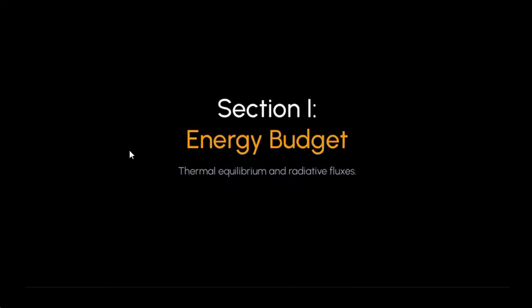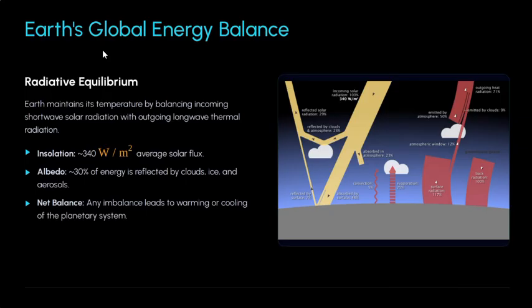Okay, so we're gonna talk about section 1, the energy budget, or thermal equilibrium and radiative fluxes. The Earth's global energy balance is a radiative equilibrium. Earth maintains its temperature by balancing incoming shortwave solar radiation with outgoing longwave thermal radiation. Insolation is around 340 W/m² average solar flux. Albedo means 30% of energy is reflected by clouds, ice, and aerosols. Any imbalance in the net balance will lead to warming or cooling of the planetary system.